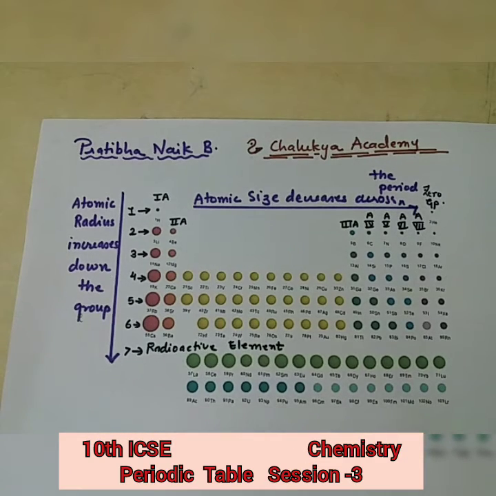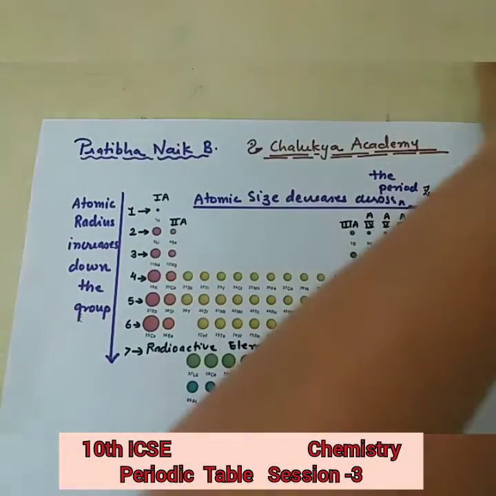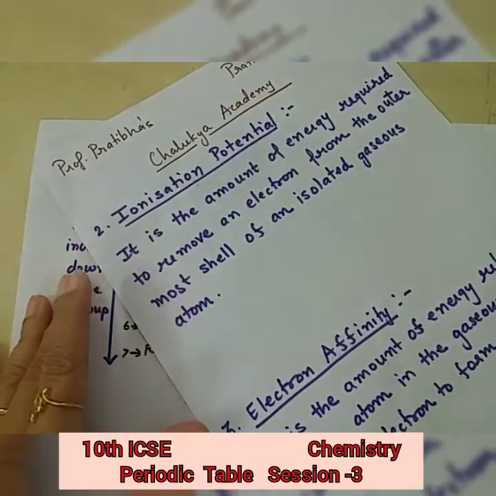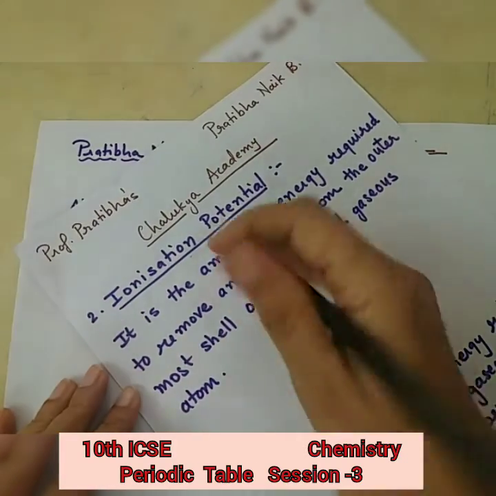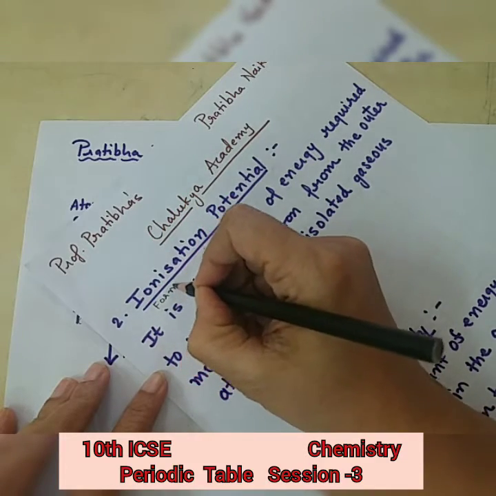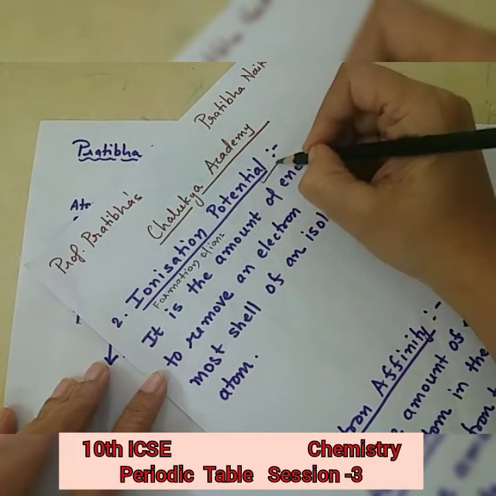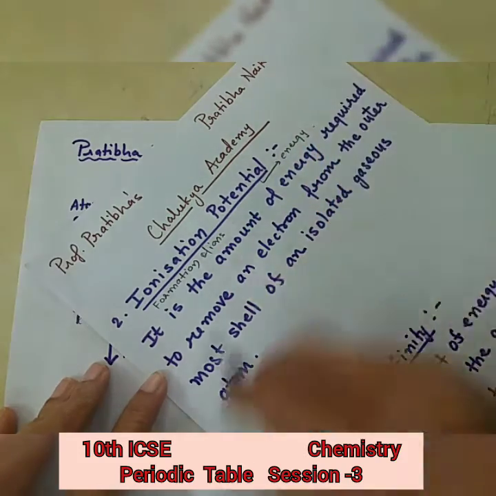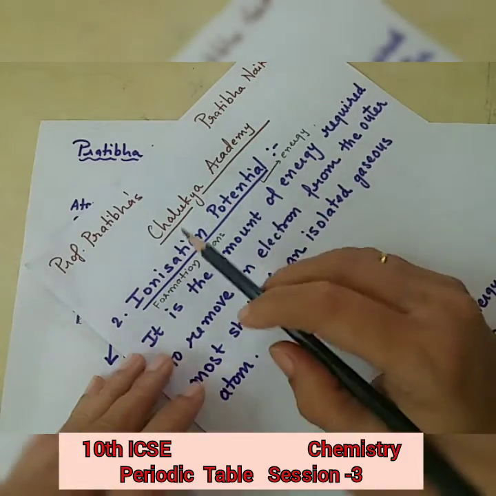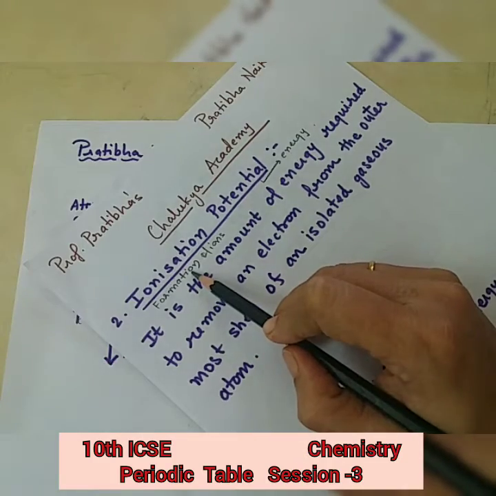Okay, now on the basis of atomic radius we are going to see the next periodic property, that is ionization potential. Okay, now let's understand what do you mean by ionization potential. Ionization means what? Ionization means formation of ions, and potential means what? Energy. So how can you talk about the ionization potential? The energy required to remove or energy required to form the ions.